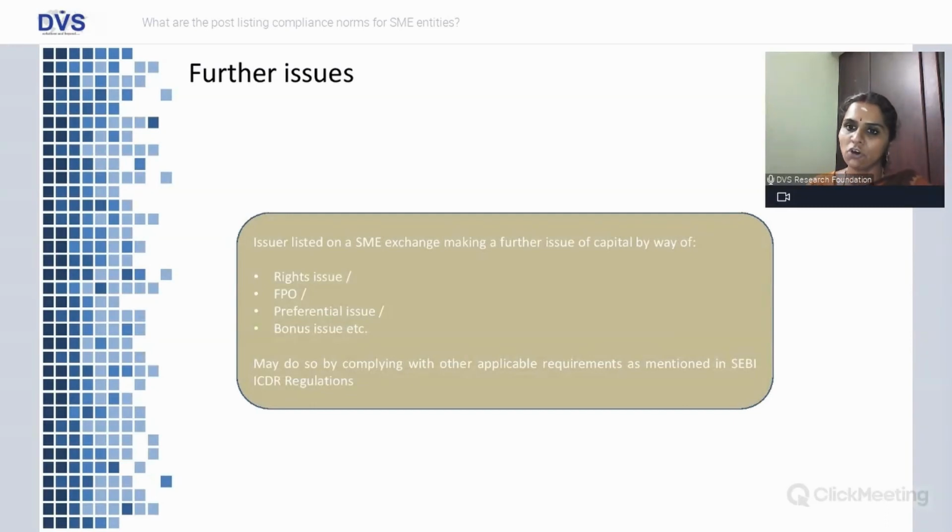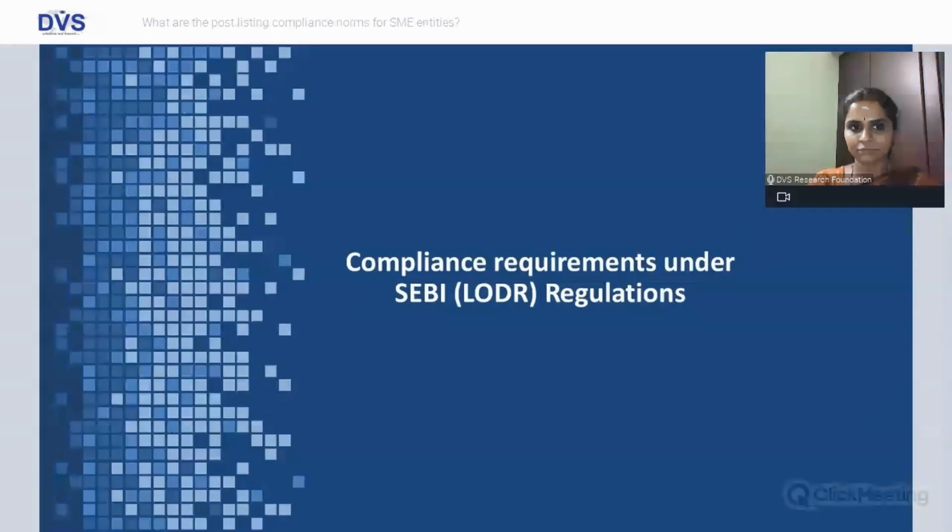Next regulation talks about your further issue. It clearly says that SME could also make, after this particular IPO, further issues under Chapter 3, your rights, or Chapter 4, your FPO, or your preferential issue under Chapter 6, or it could also be a bonus issue in general by complying with the respective ICDR regulations. There is no bar in that.